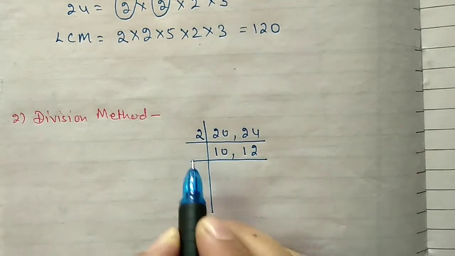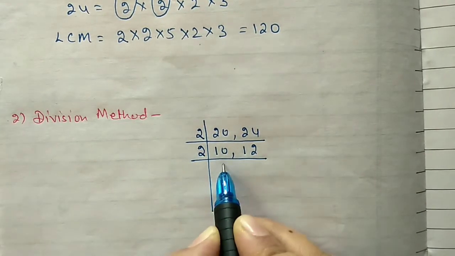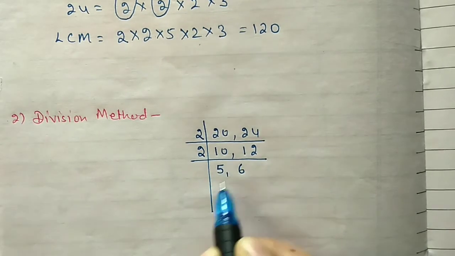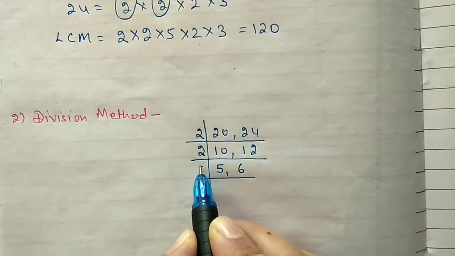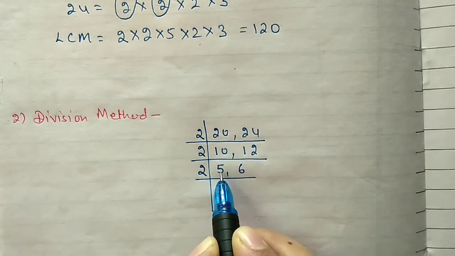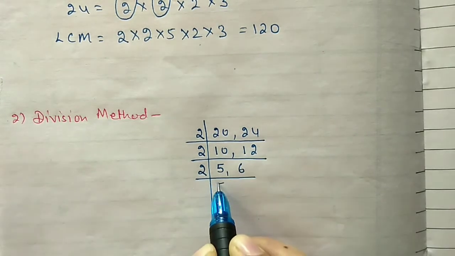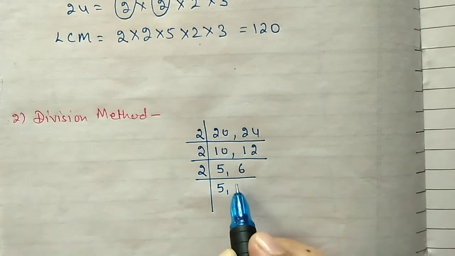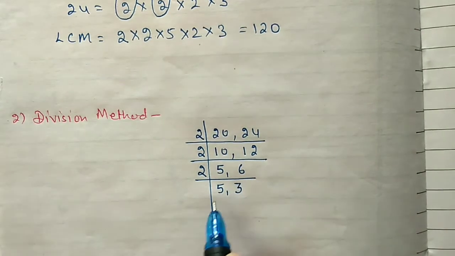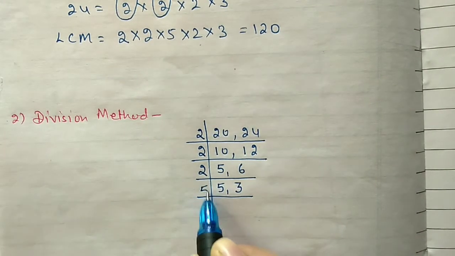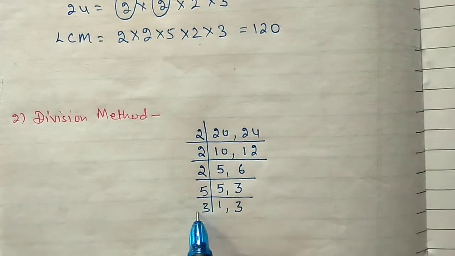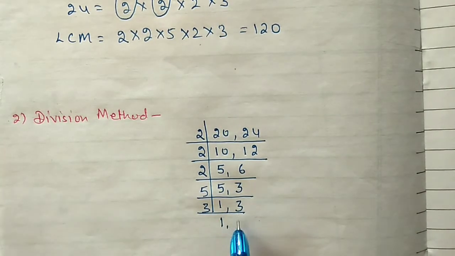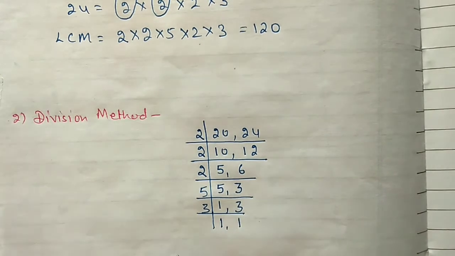Again both are even, so we will divide by 2. 2 fives are 10, 2 sixes are 12. Now 5 is odd, 6 is even, so we will divide by 2. This 5 will not go with 2, so we will write it as it is. 6 will go, so 2 threes are 6. Then next, 5 ones are 5 and 3 as it is. Then 3 ones are 3 and this one will be as it is.